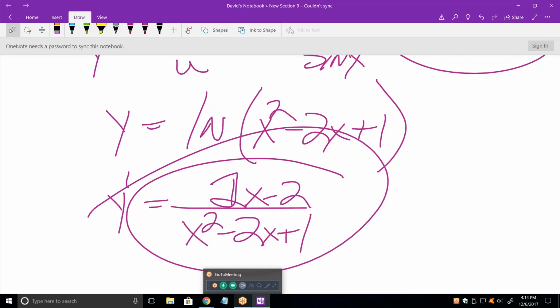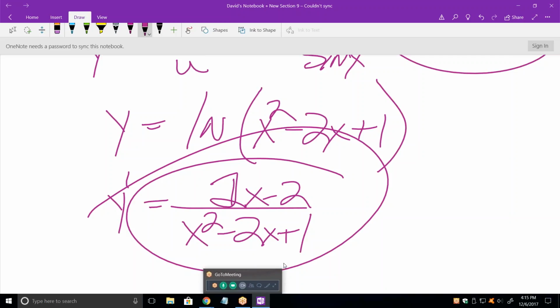Okay, so whenever you have the ln on the outside, it's always 1 over the inside. 1 over what the inside is. Exactly. Now, I made this problem up out of thin air, but I happened to notice something.